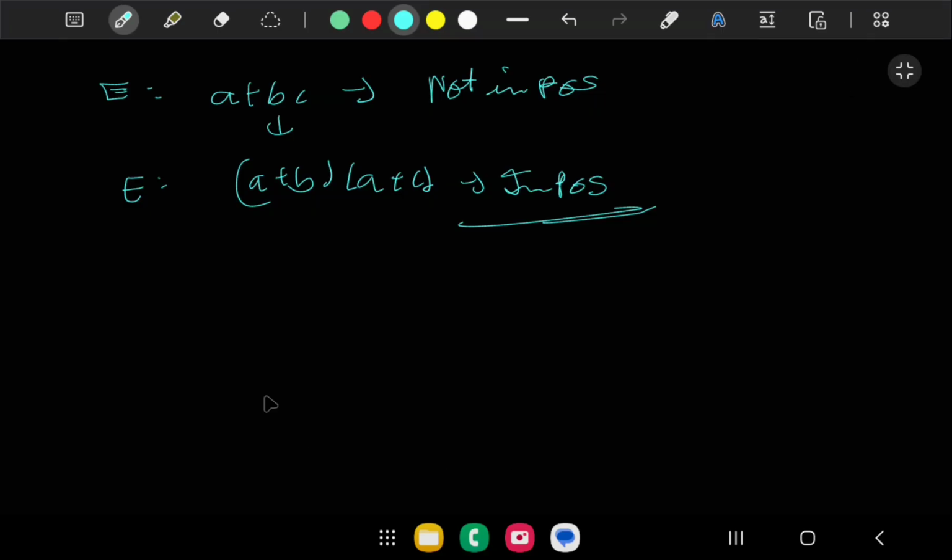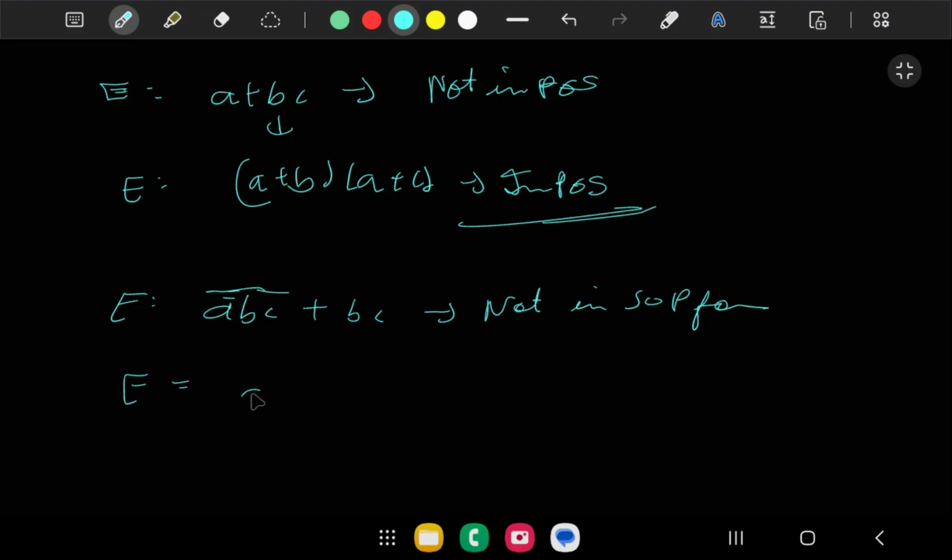For example, if I write like this, ABC whole bar, BC, this is a whole bar. This is not in SOP, but A bar, B bar, C bar, this is now in SOP form. Sum of product.